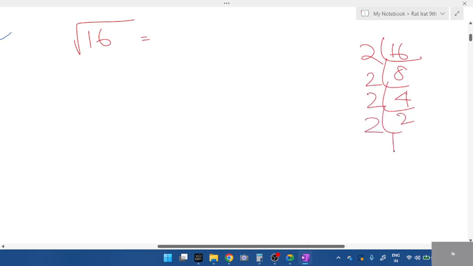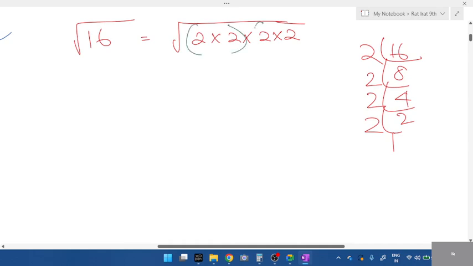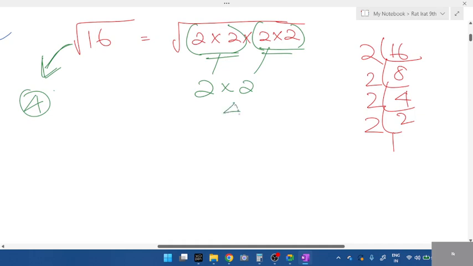Simplification of root values. If I take root 16, how do you simplify root 16? Take 16: 2 eights, 2 fours, 2 twos, and 2 ones. How many times is 2 present? 4 times, right? How many same numbers do you have to pair? 2. We know the direct answer: root 16 is 4. If you don't know, you pair the same numbers and take one out from each pair. 2 twos are 4. This is known as simplification.